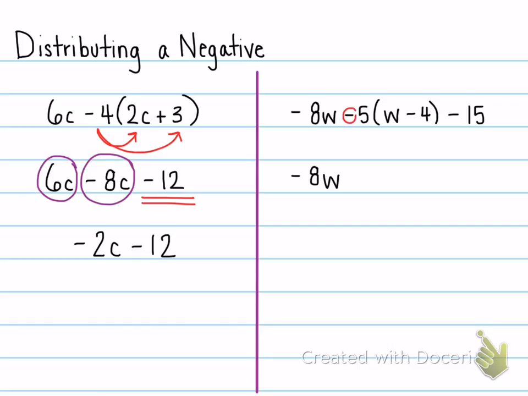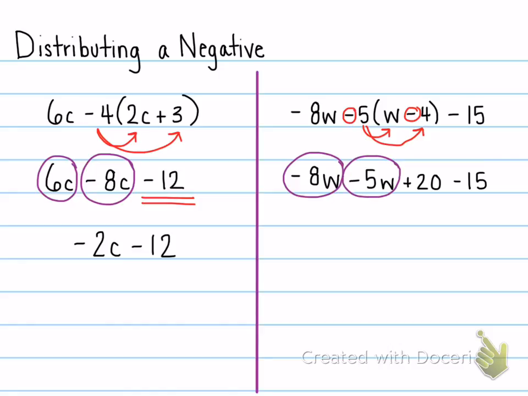So negative 5 times w is negative 5w. Negative 5 times negative 4 is positive 20. And then we have that minus 15 outside of the parentheses. I have two like terms here, negative 8w and negative 5w, which gives me negative 13w. And then I also have positive 20 and negative 15, which gives me positive 5.